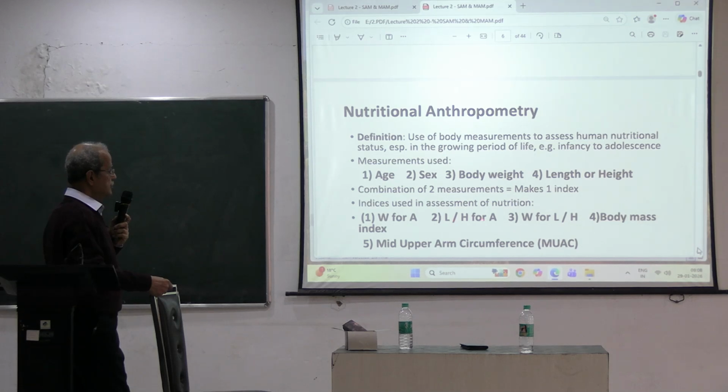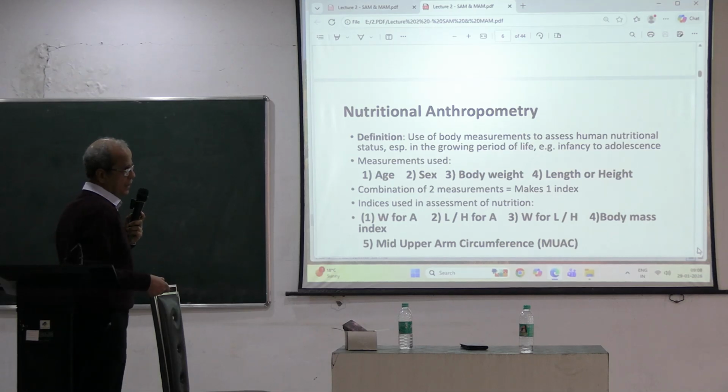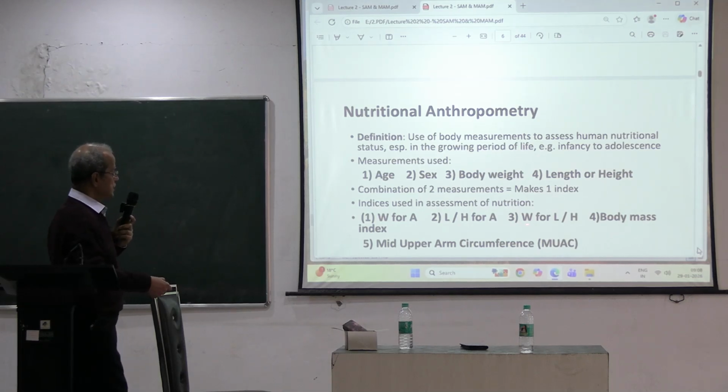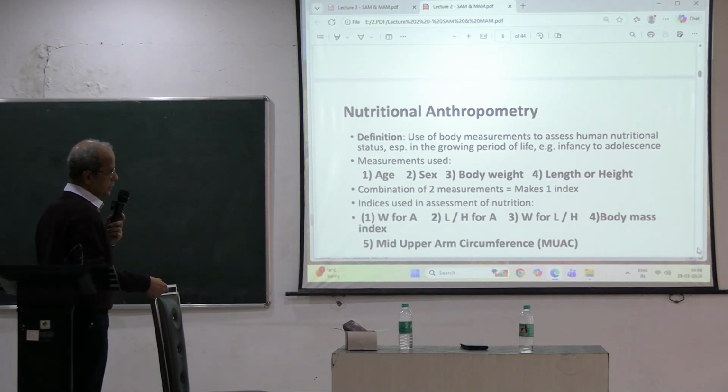And length or height for age. A child of 4 years comes, say, he or she is 85 centimeters tall. So, 100 centimeters should be the proper height at 4 years. So, you understand that the length or height for age is less. So, the baby is stunted. This is called stunting. Okay.